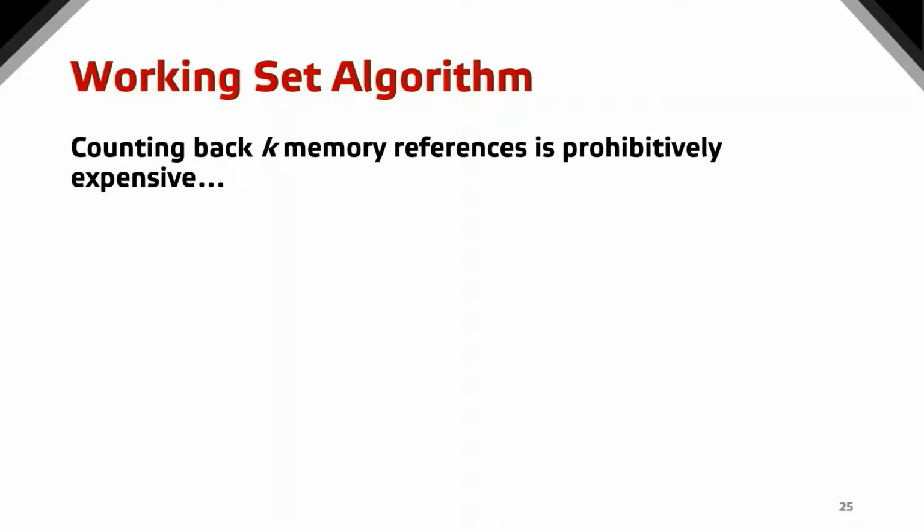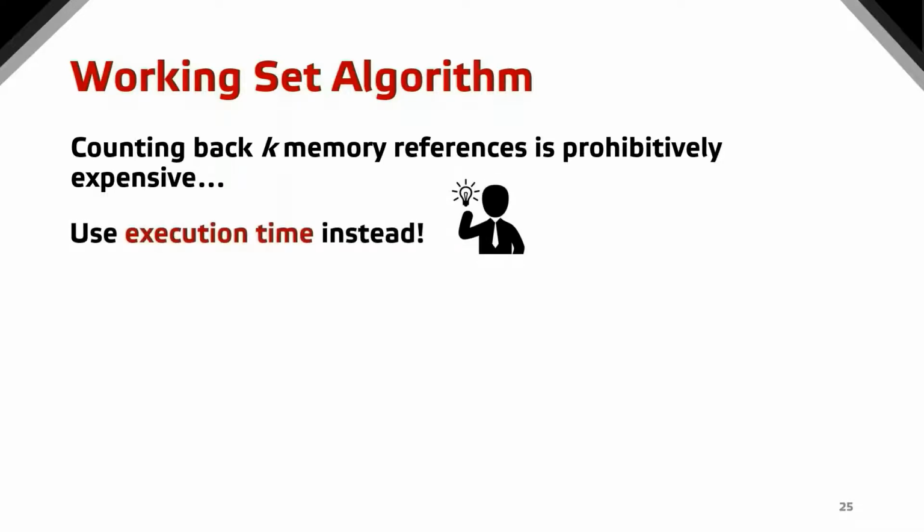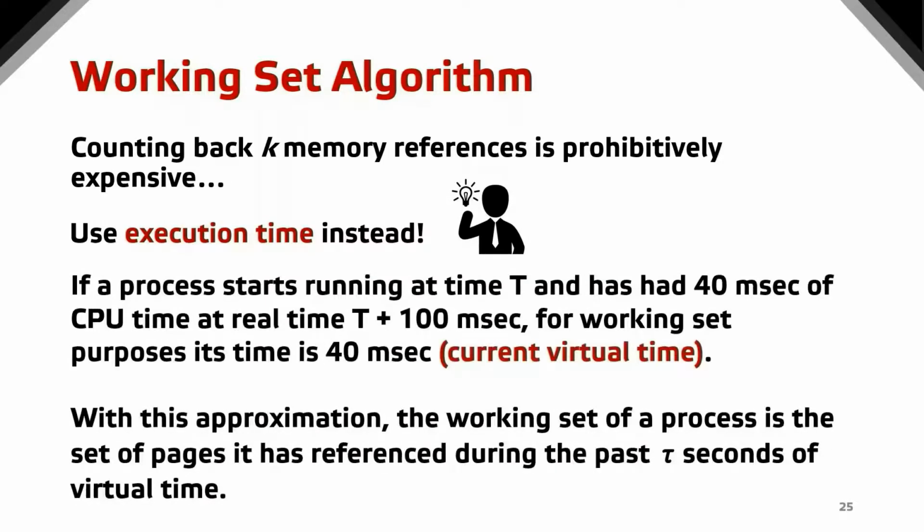Counting back k memory references is prohibitively expensive. Well, we may use execution time instead. If a process starts running at a time t and has 40 milliseconds of CPU time at real time t plus 100, for working set purposes its time is 40 milliseconds, which is also called current virtual time. With this approximation, the working set of a process is the set of pages it has referenced during the past tau seconds of virtual time.